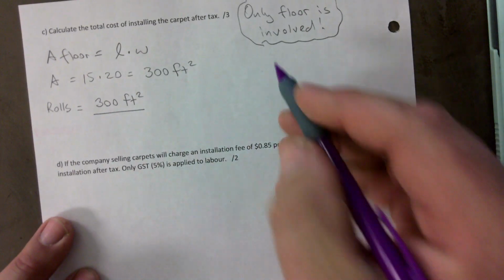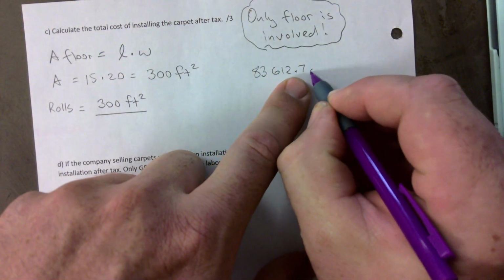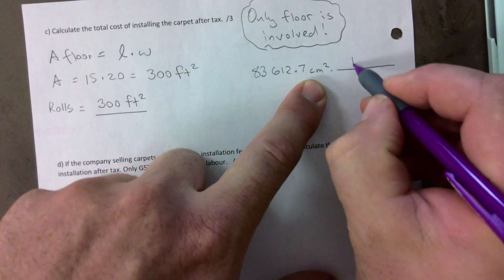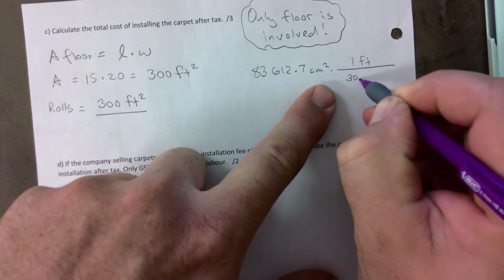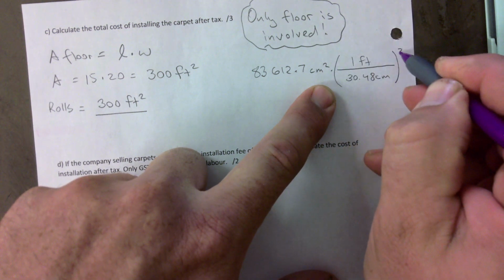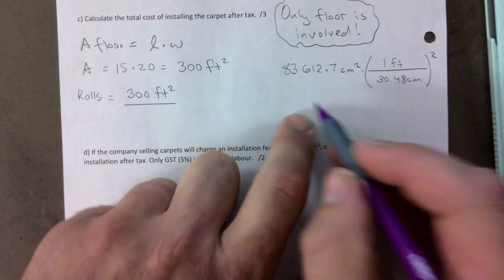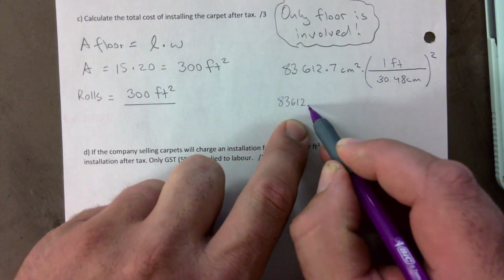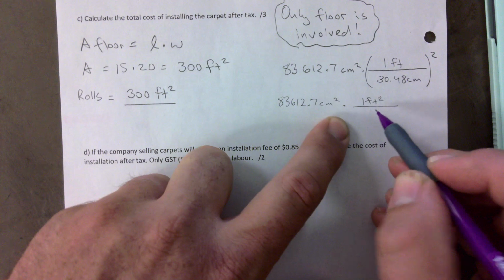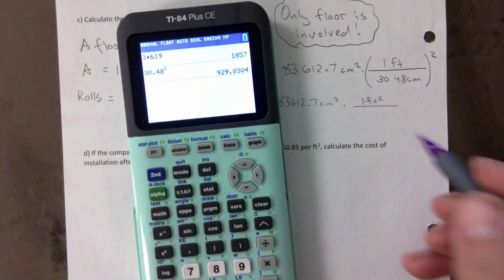83,612.7. Let's try to remember that. So 83,612.7 centimeters squared. I want it in square feet. I know that 1 foot has 30.48 centimeters, correct? I'm going to square that. You should have these conversion rates on your study sheet, by the way. So 83,612.7 centimeters squared, 1 square foot. I'm going to have to do this on my calculator. So 30.48, square that. Now we're talking.